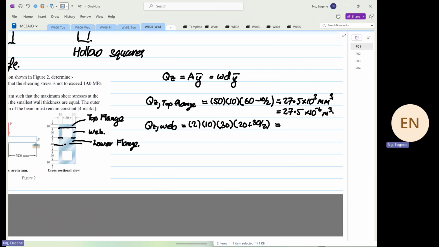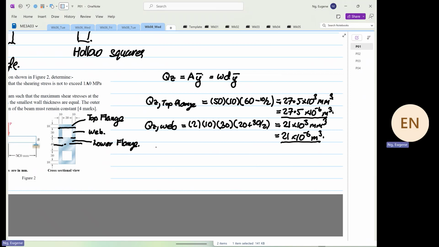So this will be equal to 2 times 10 times 30 times 15. So let me do it again: 20 plus 30 divided by 2, that's 35, times 30 times 10 times 2. Okay, so this is equal to 21 times 10 to the power 3 millimeter cube, which is 21 times 10 to the power minus 6 meter cube. So these values are important.